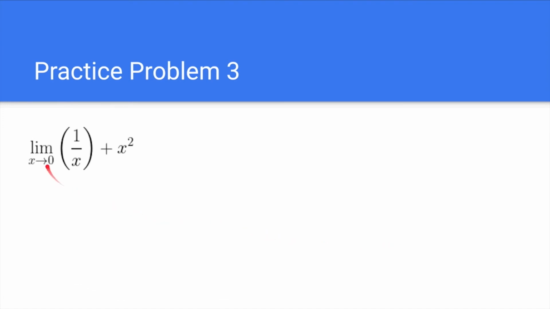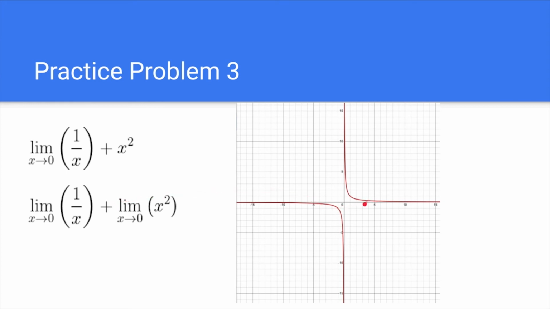Now this is our third problem. The limit as x approaches 0 of 1 over x plus x squared. To do this, we can use the sum law, right? So we have the limit as x approaches 0 of 1 over x plus the limit as x approaches 0 of x squared. But if we look at the function 1 over x, you'll realize that the limit as x approaches 0 of 1 over x does not exist.